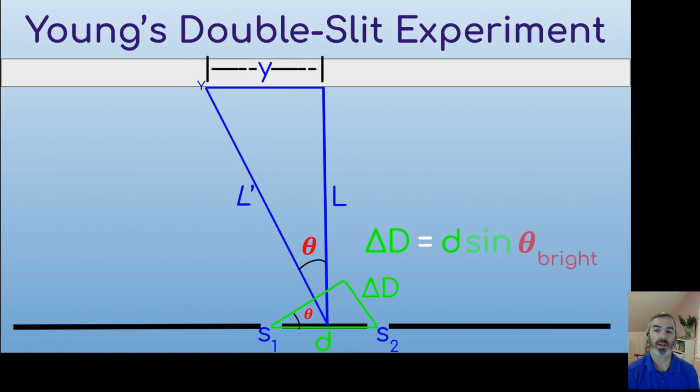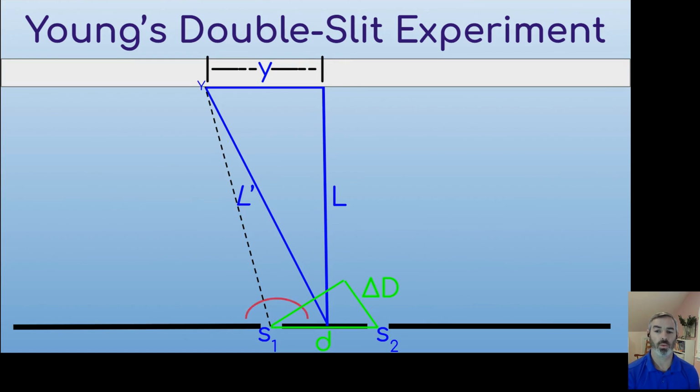And that theta bright means that's a bright spot, or the first order magnitude that is reached from the point Y that's labeled on the screen. So what does delta D represent? If we draw the path that light takes from S1, we're going to count the number of wavelengths it takes for S1 to get to Y.